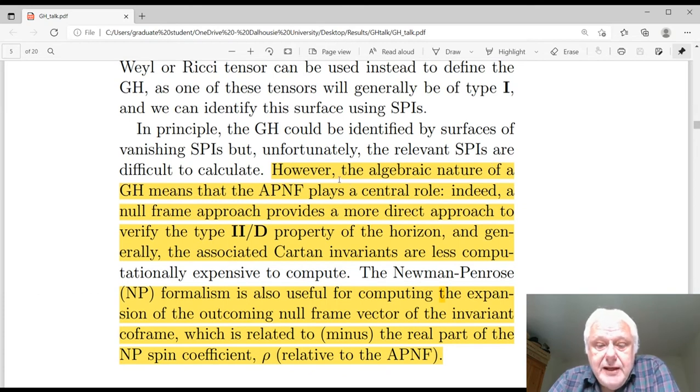However, the fact that the spacetime is algebraically special means that there's a preferred frame, which is called an algebraically preferred null frame. That's what I'm calling it here. The algebraic nature of these null vectors plays a central role, and it suggests perhaps a slightly different approach to this problem, which may be more practical. And this is the first thing I'm going to talk about in a moment.